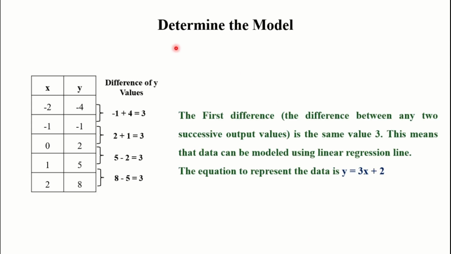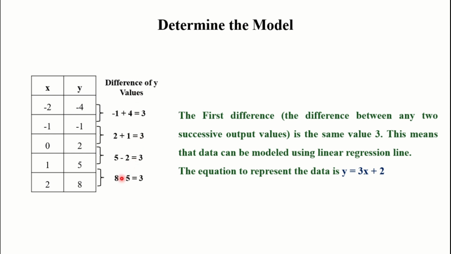See, here we want to determine which type of model is suitable for this given information. We are given the x values and y values. How can we determine this? See, x means the independent variable and y means the dependent variable. Here x is the input and y is the output, and we find the difference of the y values.